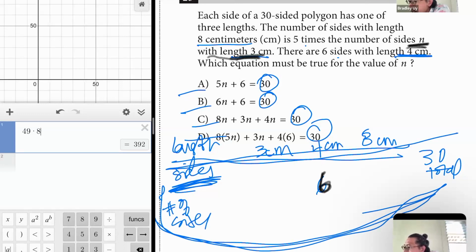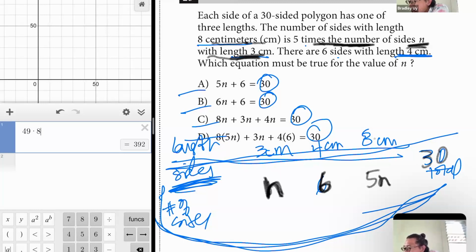Oh, there's n sides with length 3 centimeters. Okay, and how many sides are of length 8 centimeters? There are 5 times this number of sides, so there's 5n. Okay? Now, what would compel us to set this equal to 30?